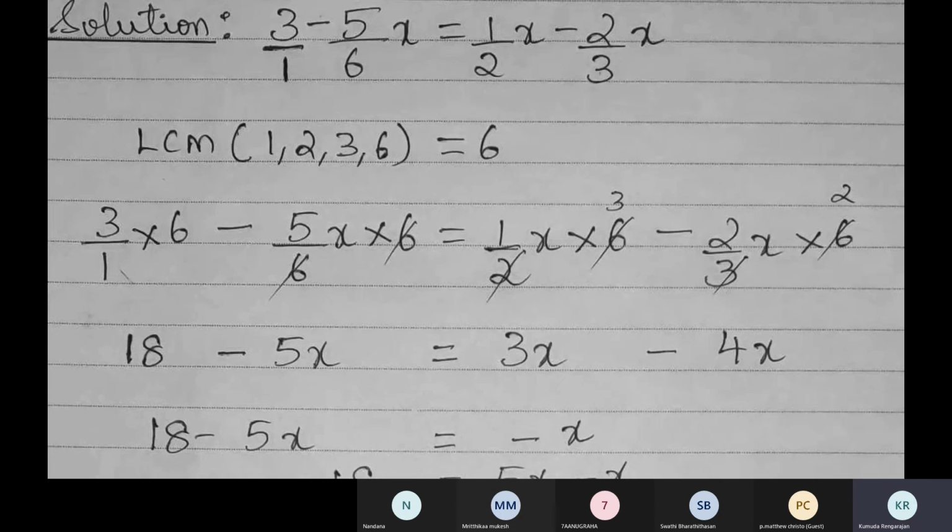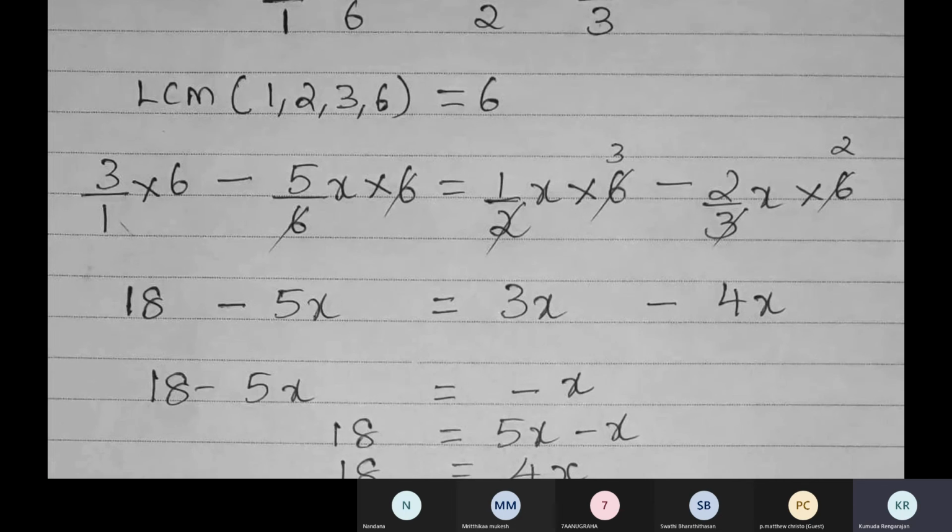So 3x minus 4x on the other side is minus x. Minus x means minus 1x. Minus x itself means minus 1x, so you don't have to show 1. So 18 minus 5x is not capable of being simplified further. So we bring it down as it is, equal to 3x minus 4x, which is minus x.